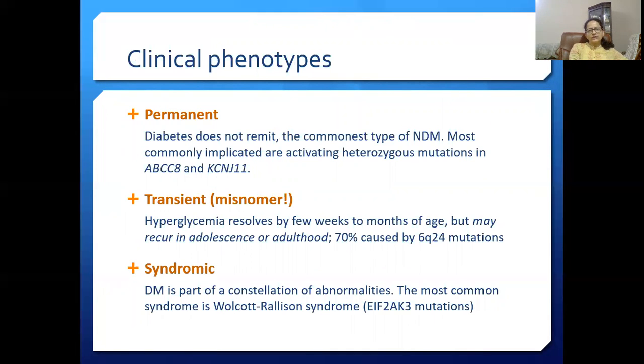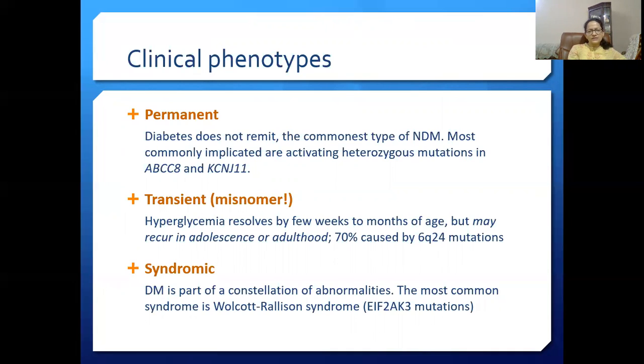Coming to clinical phenotypes of neonatal diabetes, there are three phenotypes. First is permanent, that is, the diabetes does not remit. It is the commonest type of neonatal diabetes. And most commonly implicated are activating heterozygous mutations in ABCC8 and KCNJ11.